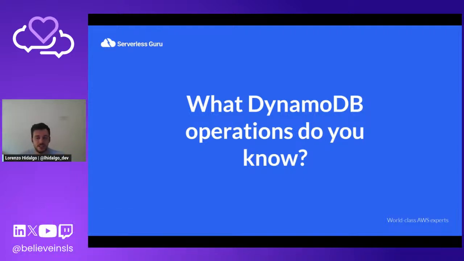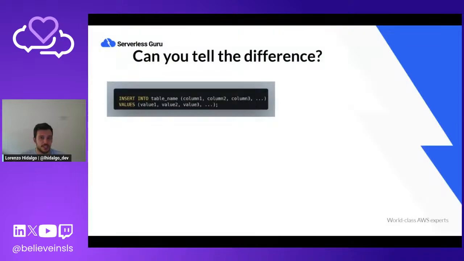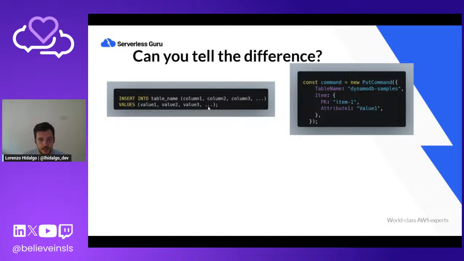So let's start seeing the first differences between SQL and NoSQL. With a put item example, let's compare put item with SQL. On SQL, we would have that insert into, where we would mention the table name, the column names that we want to add, and then the values for each one.